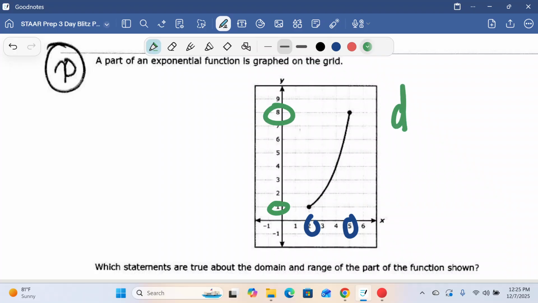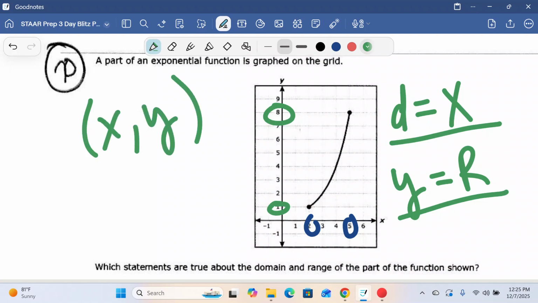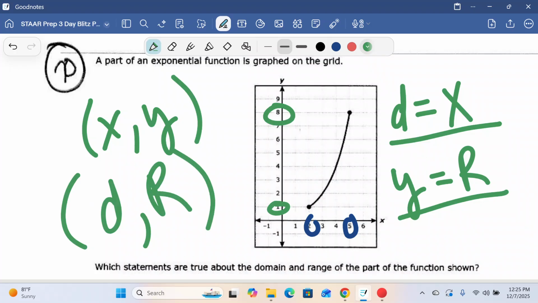And remember, the keyword is domain is X, and it's not a keyword, it's a key letter. And my range is Y. So also in alphabetical order, D comes before R, and D is X, and range is Y. So X comes before Y, and that can also be written as domain and range like that. So then you can know that it's in alphabetical order.